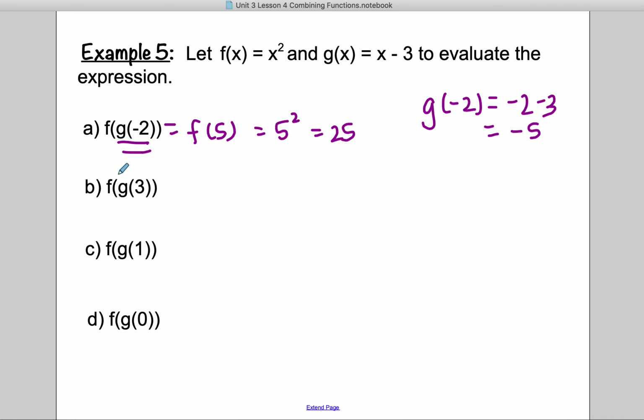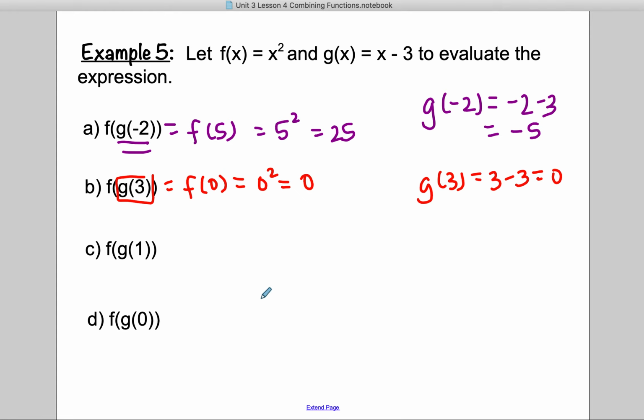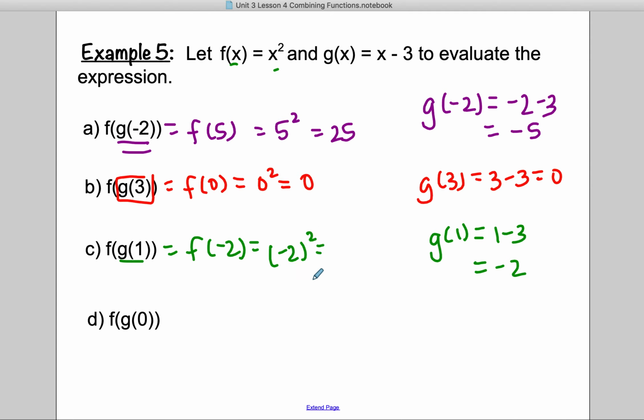Now the next one, we got to find f of g of 3. So I plug in 3 minus 3. I get 0. Then I have to do f of 0, which is 0 squared. So my final answer is 0. Okay. Moving on to C, f of g of 1. Find g of 1. It's 1 minus 3, which gives me negative 2. Then I got to find f of negative 2. So I plug negative 2 into my function f for x. So it's negative 2 squared. Be careful. Any negative square is a positive, so the answer is 4.